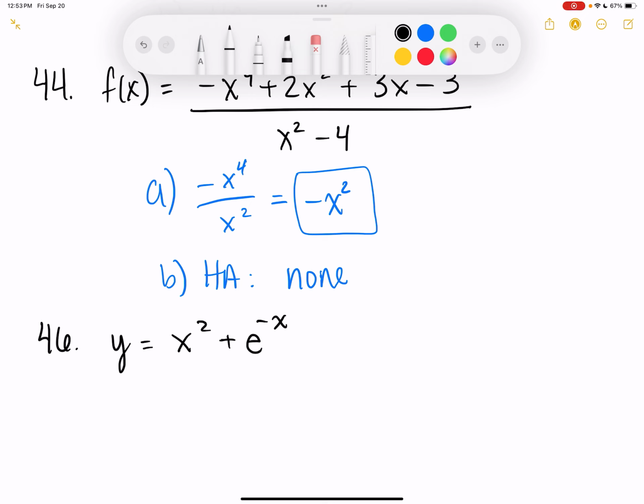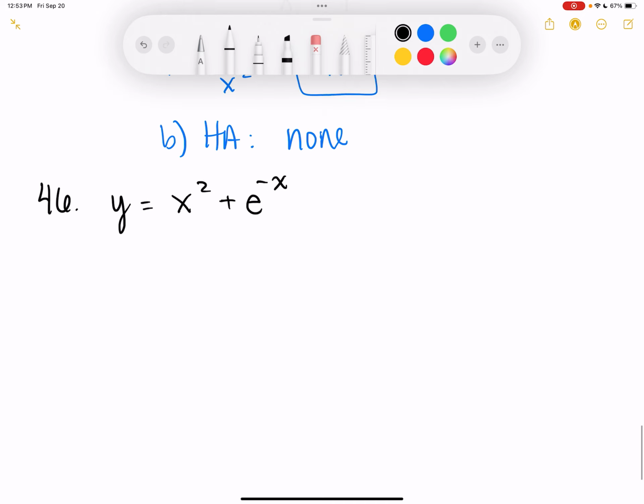E is a great number. E. Y equals. All right, hold on. I'm going to show you one out of the book first before we do this one so that we can kind of see what's happening, just because there's not a lot of these in the examples.